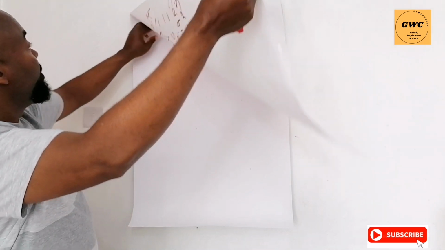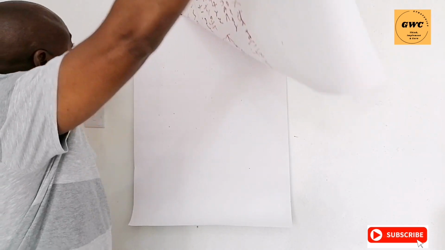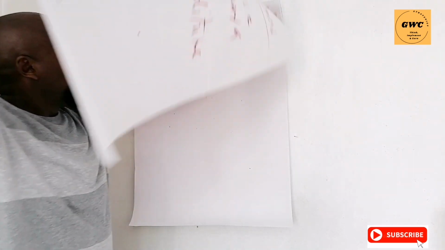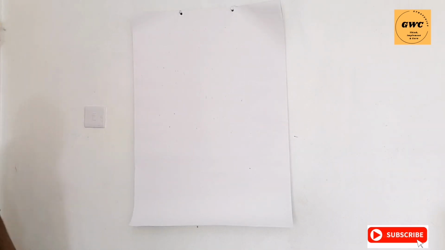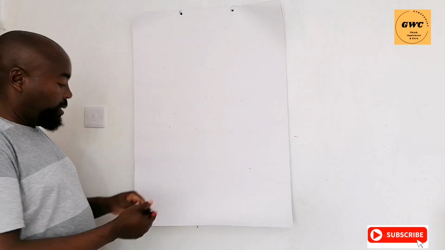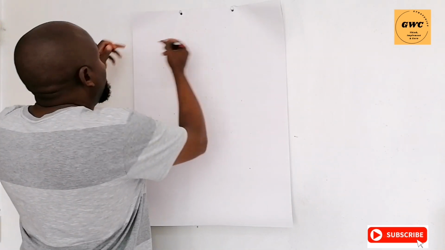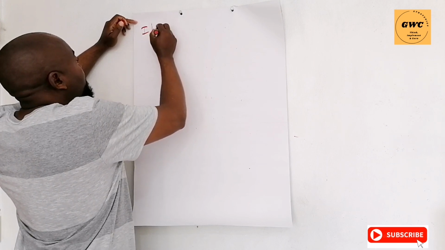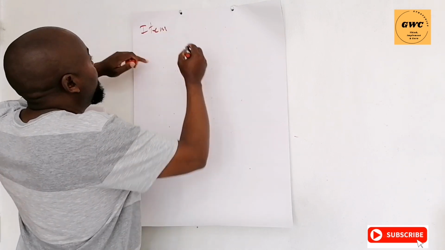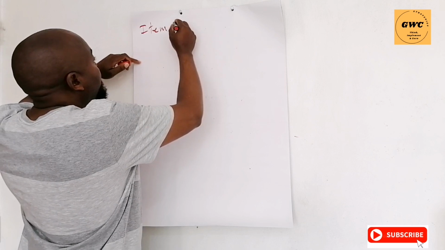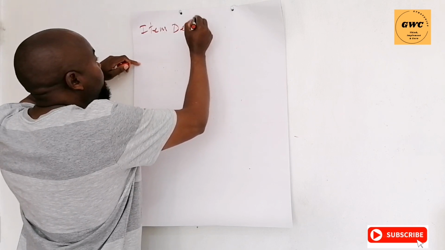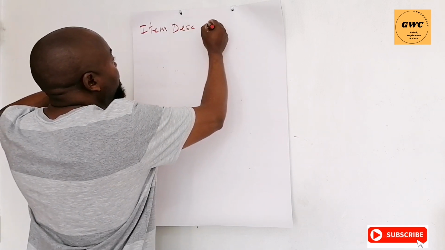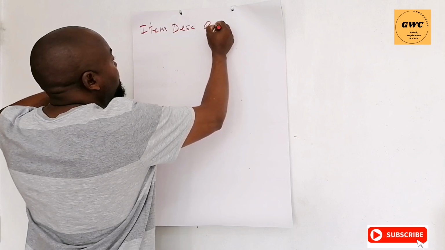So let's move this one, and then let's do our table. So the table, let's start with the item, and then we will have a description, and then we will have a quantity.